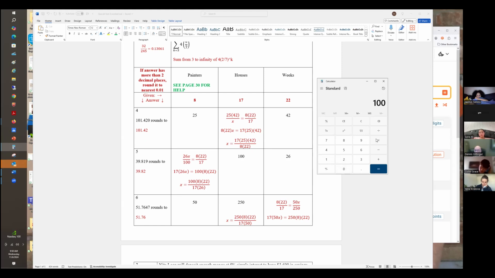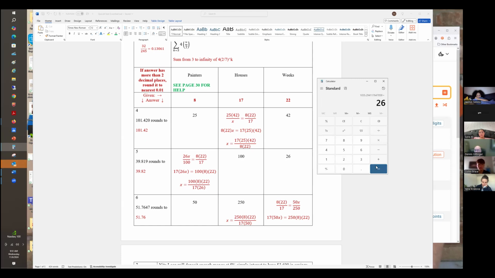100 times 8 times 22 divided by it. Now you can multiply 17 by 26 and put it in memory or something and then divide by memory. I don't care. All I care is that you have a way to work the problem and it works.